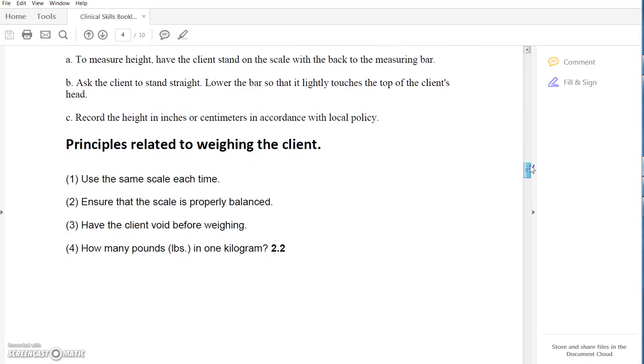So we will talk about the principles related to weighing the client. Use the same scale each time. Ensure that the scale is properly balanced and serviced on a regular basis. Have the client void, meaning urinating, before they have stepped on the scale.